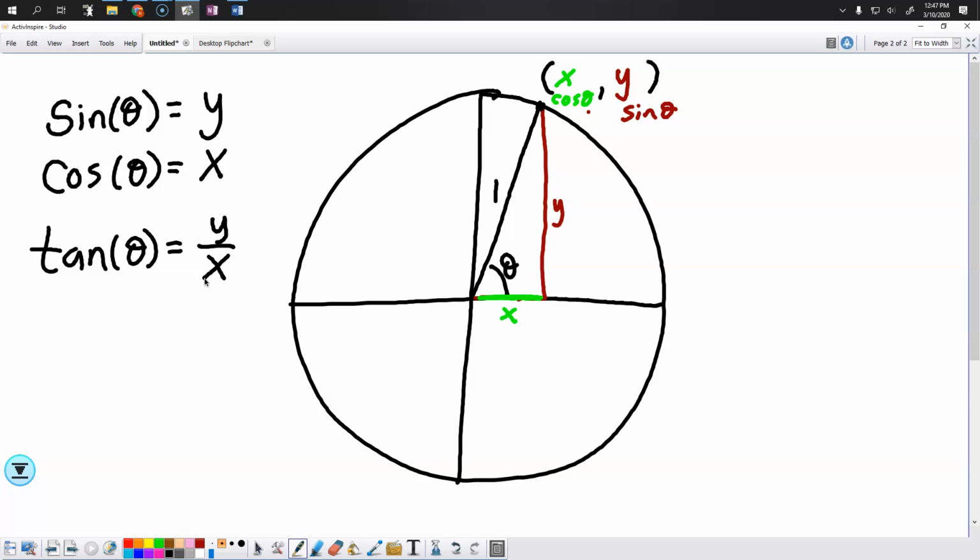All right, now we're going to start getting into our reciprocals. Now, cosecant of theta.